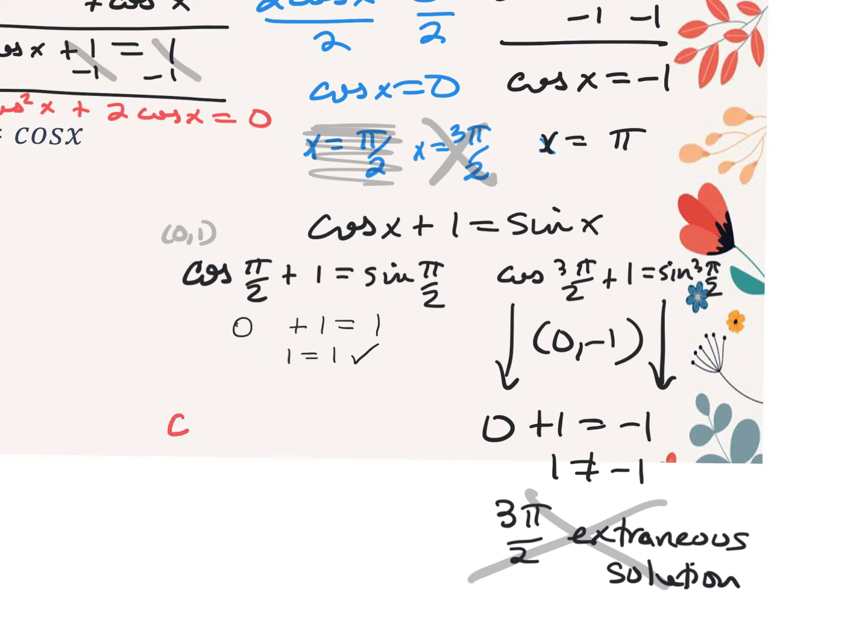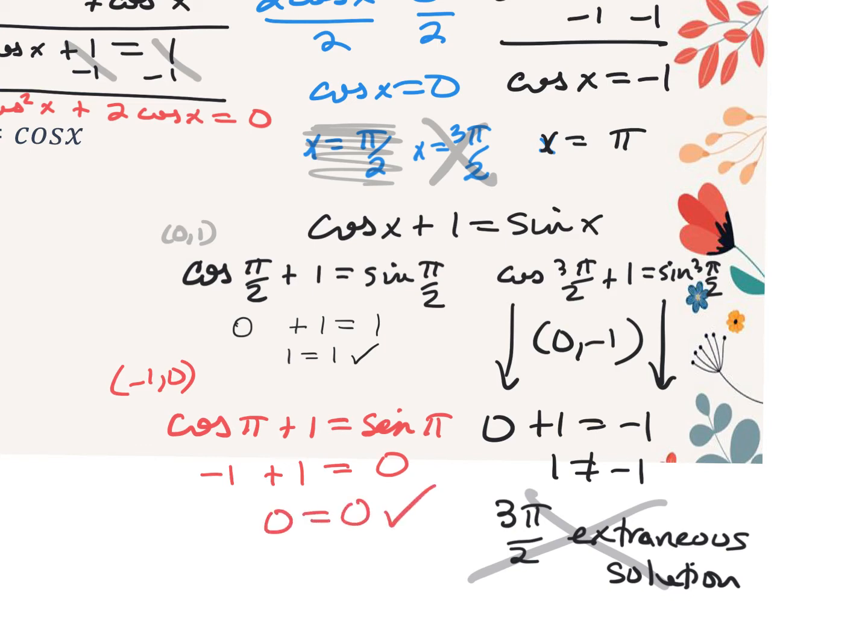So now I'm going to do cosine pi plus 1 equals sine pi. The ordered pair associated with pi is -1, 0. Cosine of pi is going to be -1 plus 1. Sine of pi, use the y, it equals 0. -1 plus 1 is 0. 0 equals 0, it checks. So pi is a good answer.